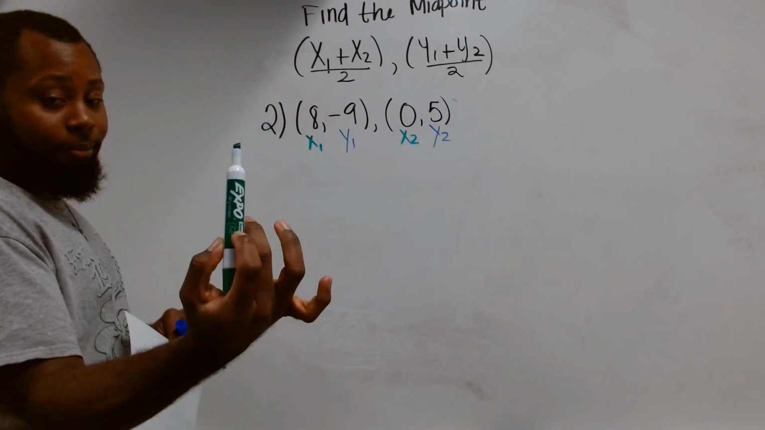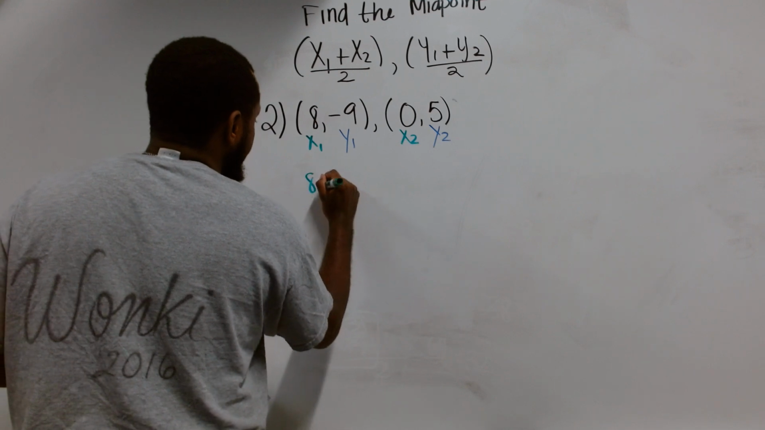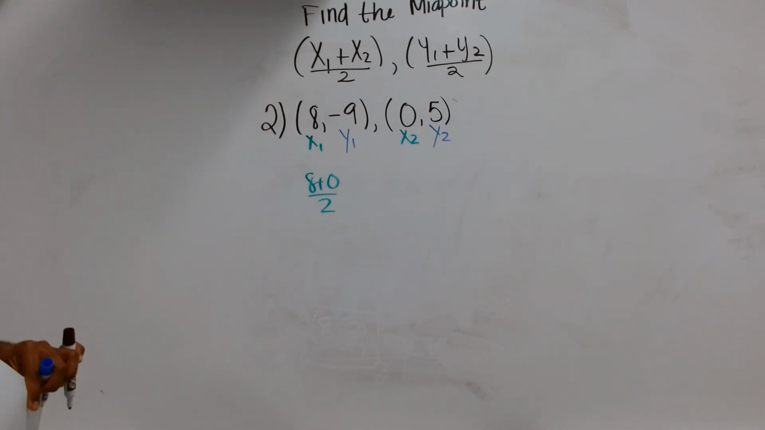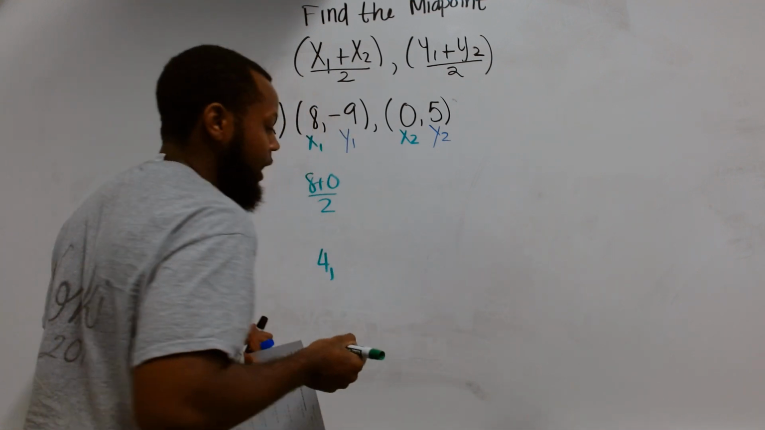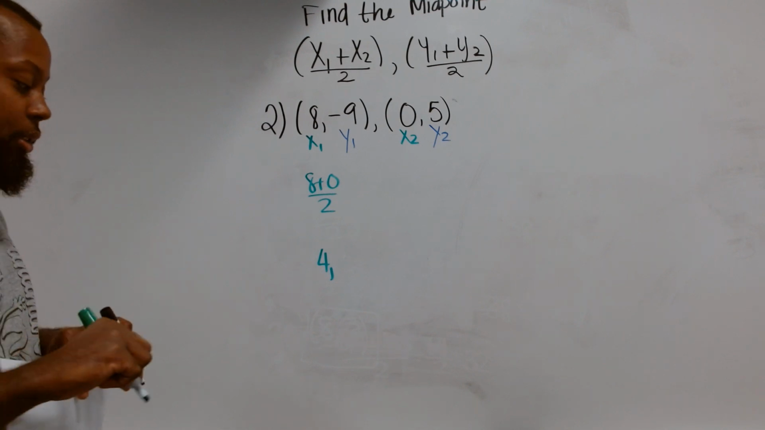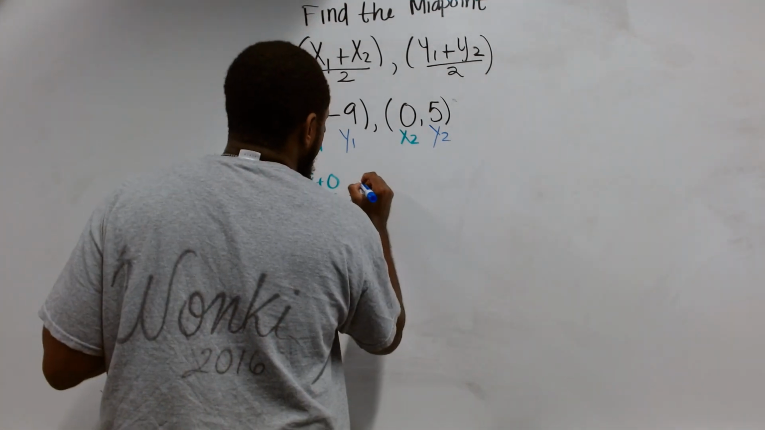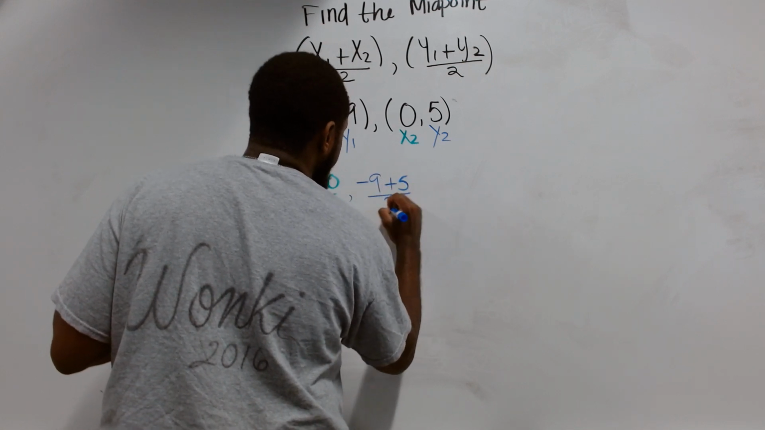So I have the green. I'm gonna start with my X first. I have 8 plus 0 divided by 2. 8 plus 0 is just 8. So half of 8 is 4. I already got my X coordinate. I already solved. Let's go into my Y coordinate. I have negative 9 plus 5 divided by 2.